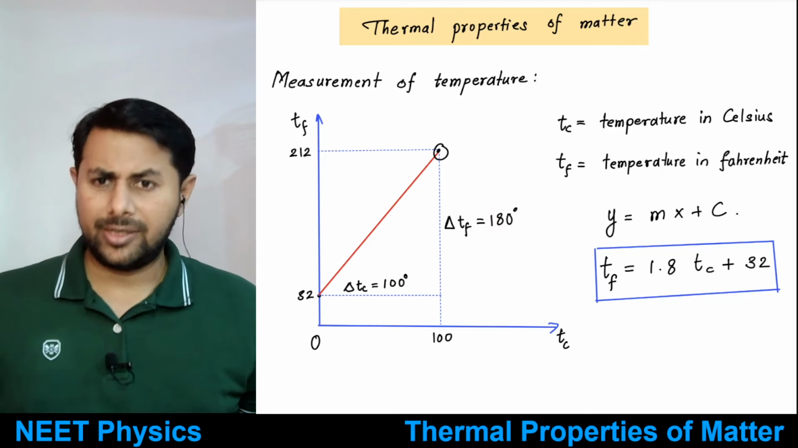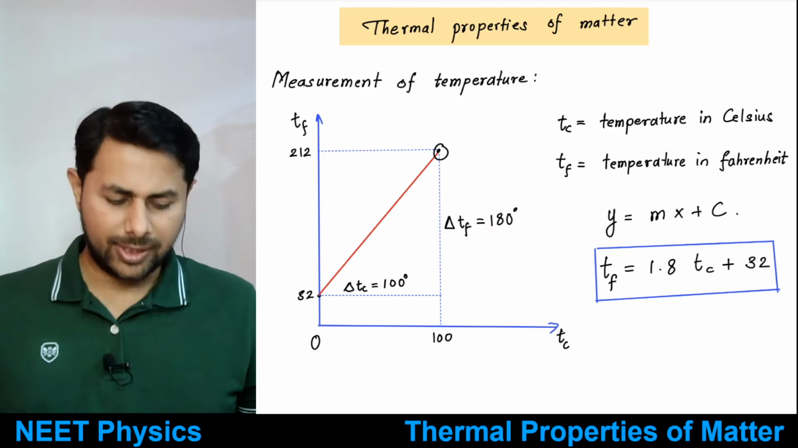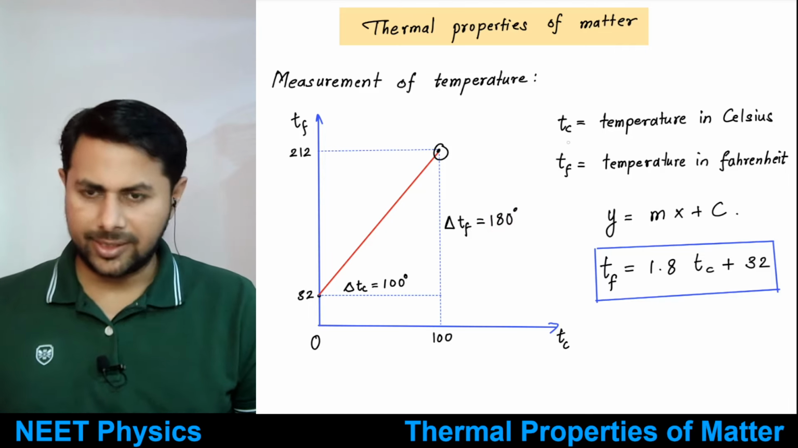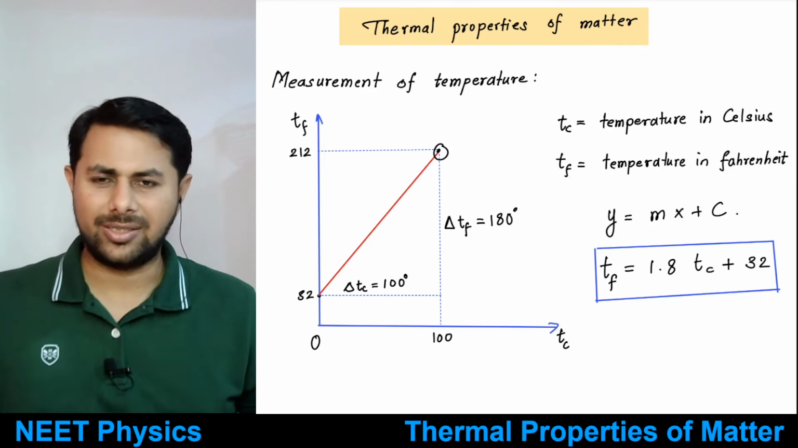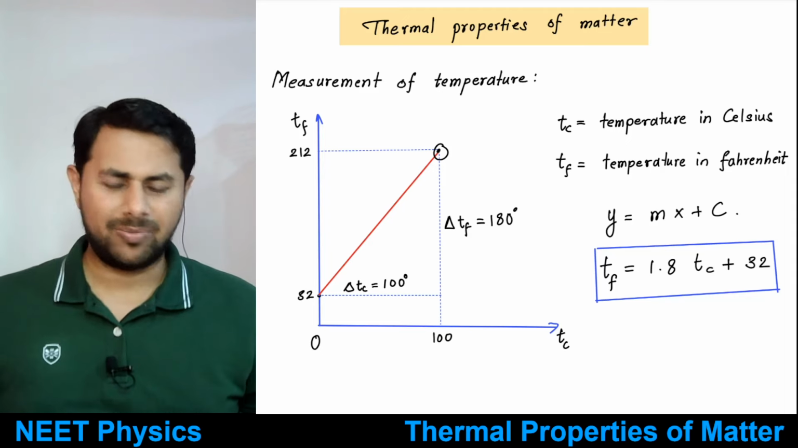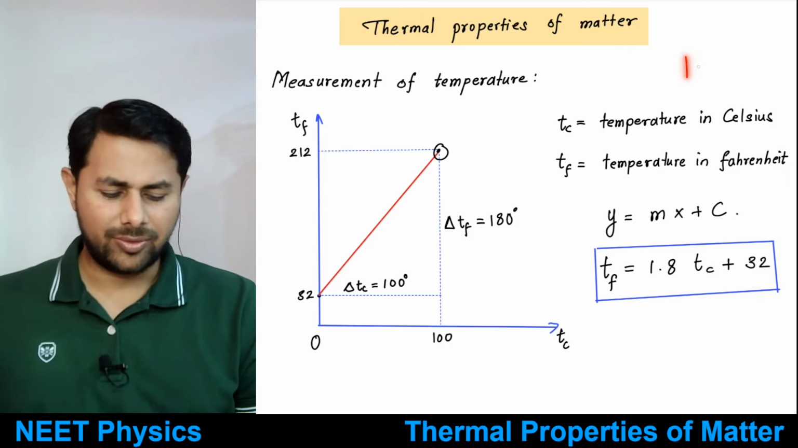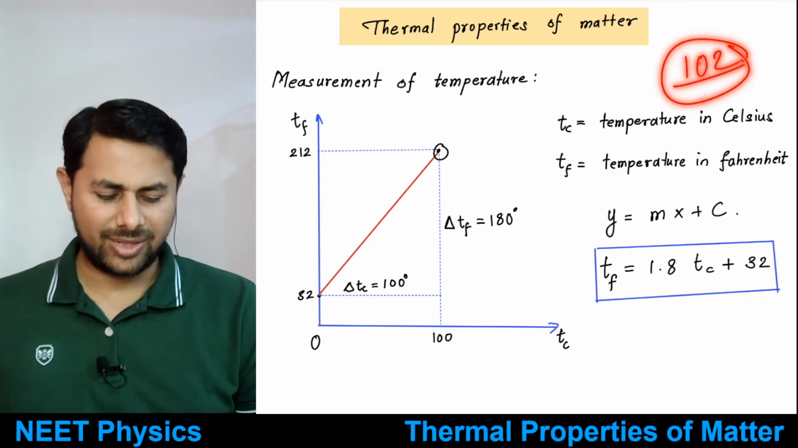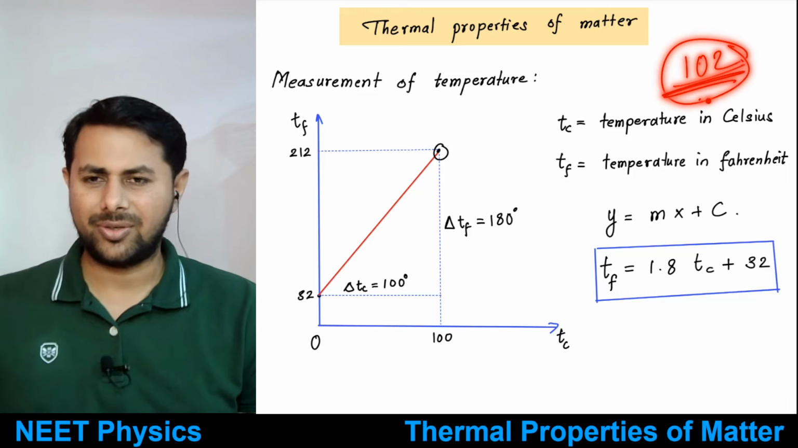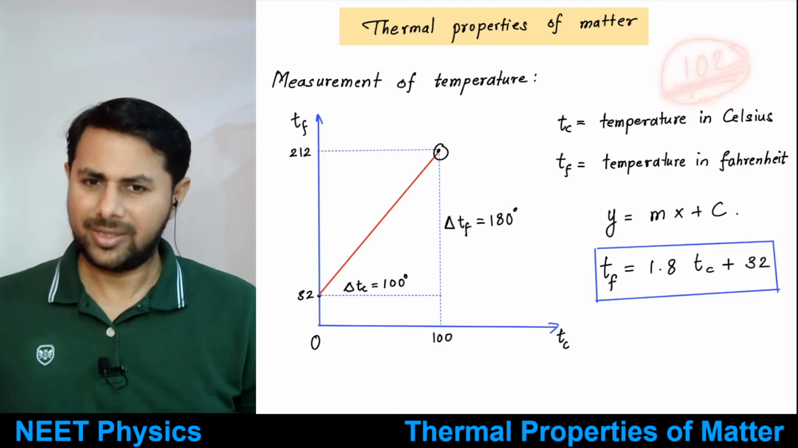Then we have different kinds of scales. Generally used scales are the Celsius scale and Fahrenheit scale. We measure temperature in Celsius, or we measure it in Fahrenheit. For example, suppose you're not well, you have a fever, then you say, yesterday I had 102 fever, right? So that 102 is in Celsius or Fahrenheit? It is in Fahrenheit, right?